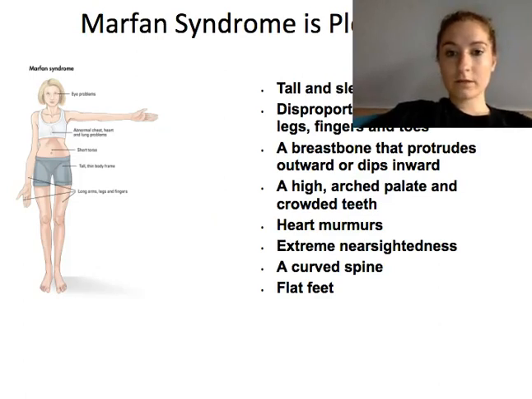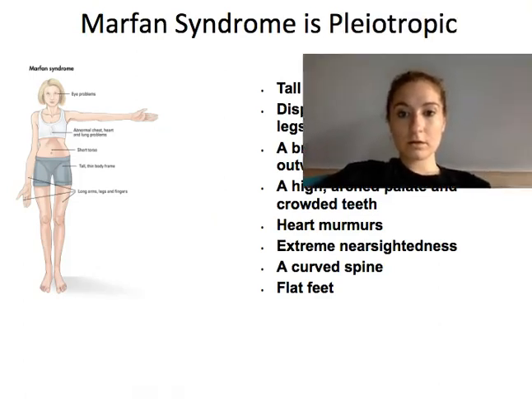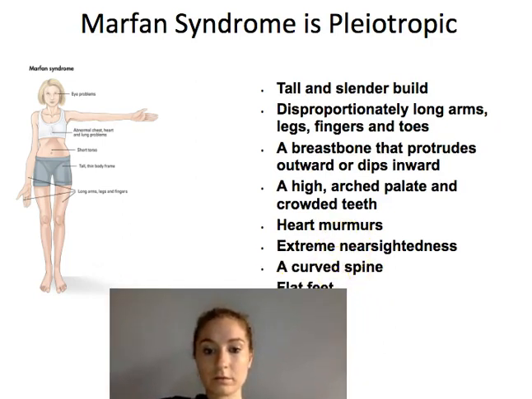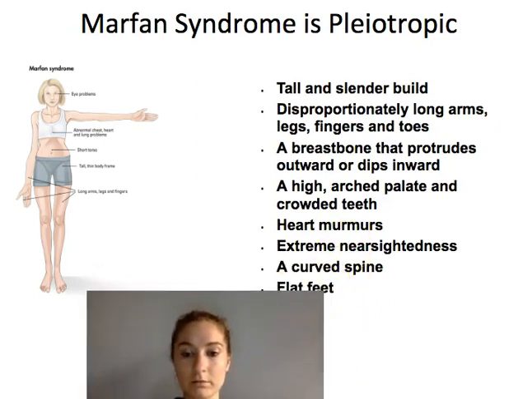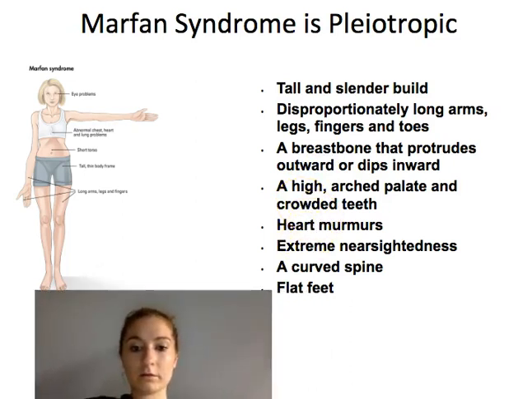All right, so Marfan syndrome, last example. It's pleiotropic. So one change in the gene results in a tall and slender build, disproportionately long arms, legs, fingers, and toes, a protruding breastbone, high palate and crowded teeth, heart murmurs, and so on. So one specific enzyme or gene changed can affect a lot of different things in the body.